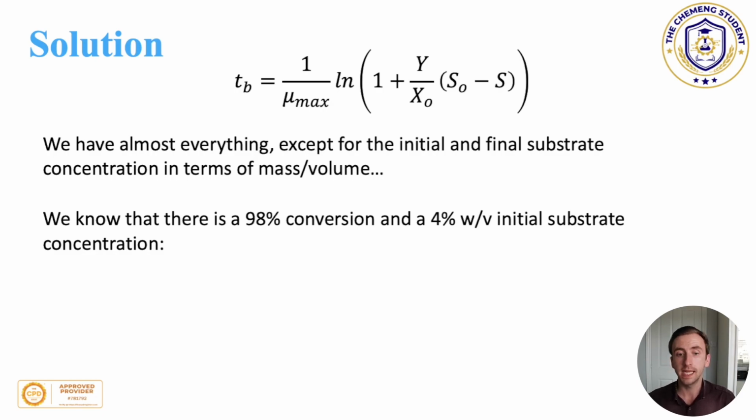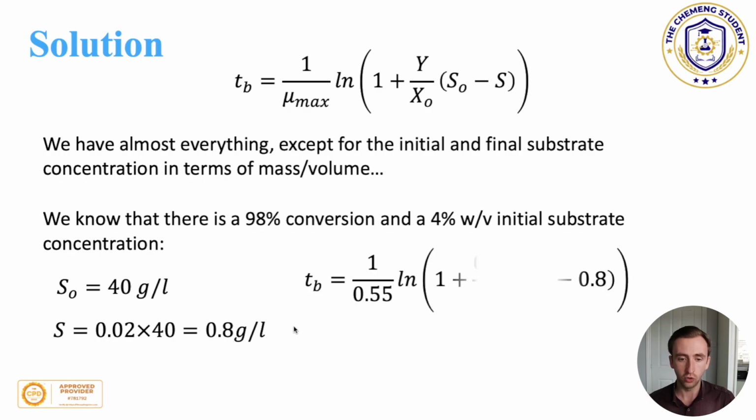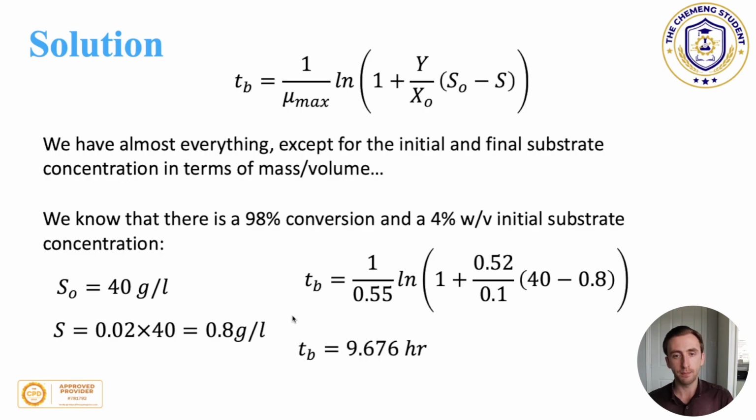Now we know that there is a 98% conversion and a 4% weight per volume initial substrate concentration. So what we can actually do is express S naught, which is the initial, so we can convert this percentage and get it into 40 grams per litre. Now from here, if that's the initial amount, the final must be the 2% that is unreacted multiplied by 40, which gives us 0.8 grams per litre. So we now have all the values to substitute in to the batch time. If we solve this, we get an approximate batch time of 9.676 hours.